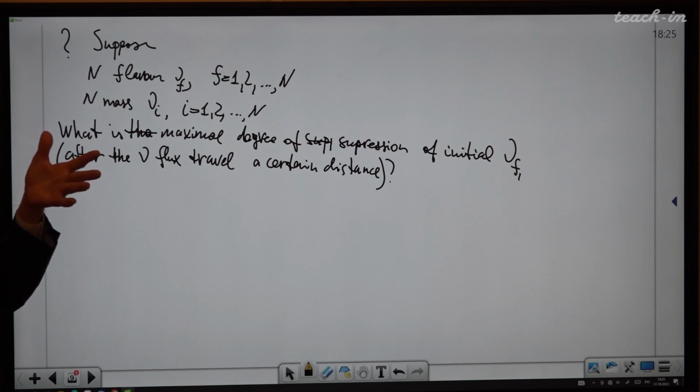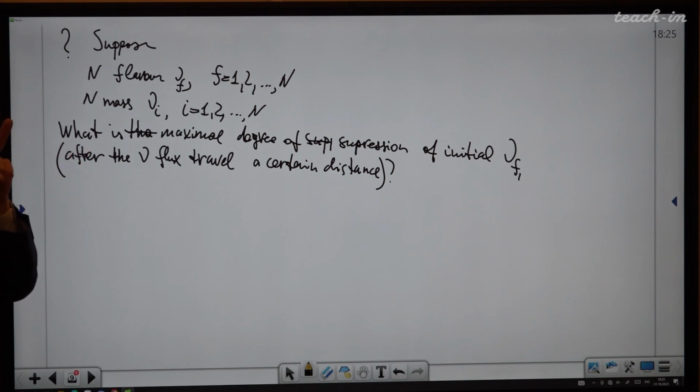The maximal suppression is equal to 1 over n. So if you have two species, it doesn't depend what distance the neutrinos travel, the maximal possible suppression is 1/2. If you have three species, the maximal possible is 1/3, 1 divided by 3.